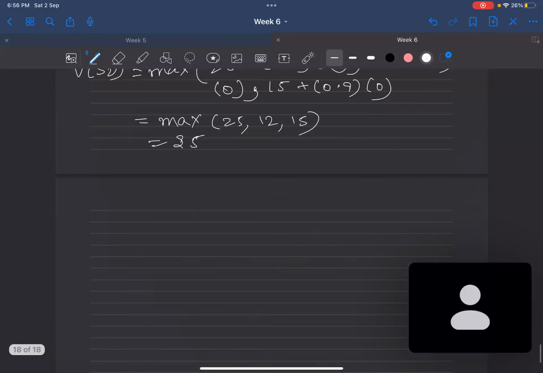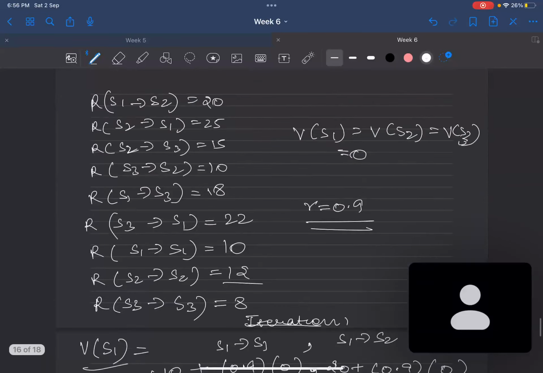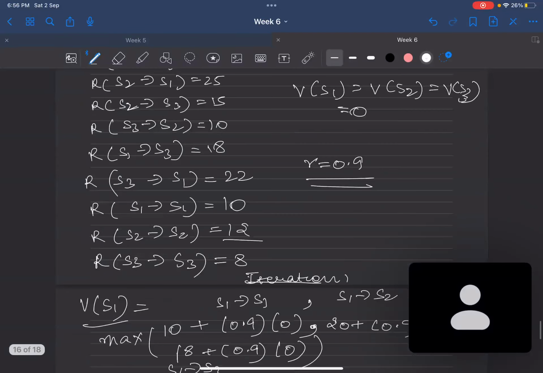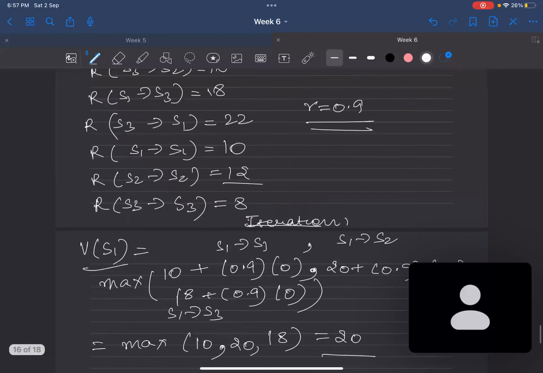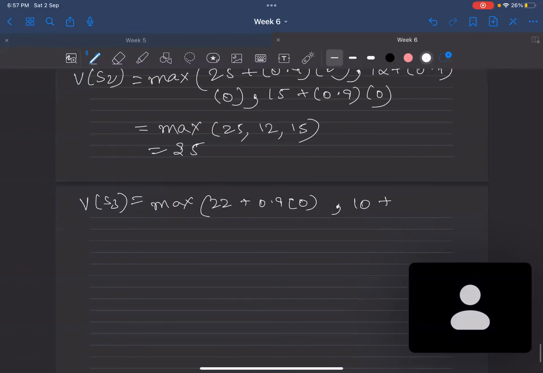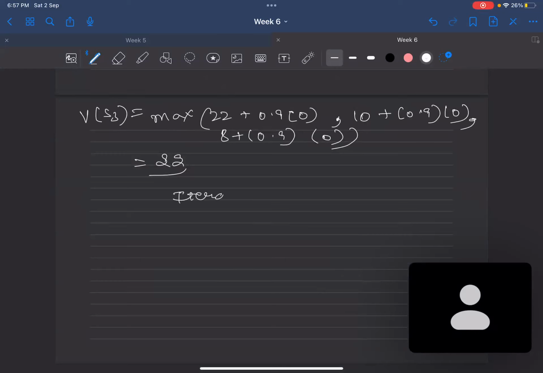Coming to V of S3. S3 to S1 is 22 plus 0.9 times 0. S3 to S2 is 10 plus 0.9 times 0. S3 to S3 is 8 plus 0.9 times 0. It's 22. Now coming to iteration 2.